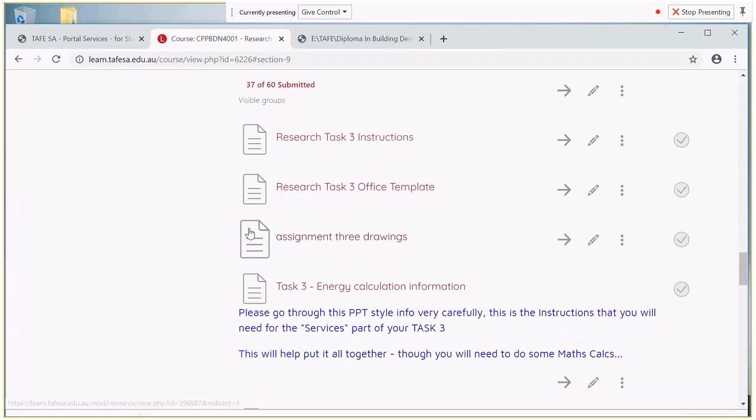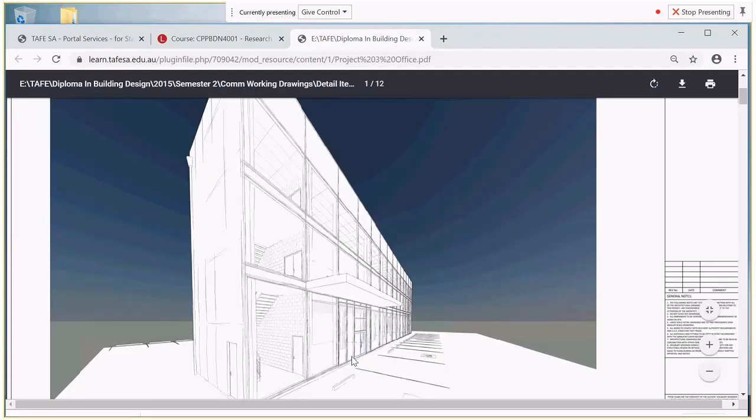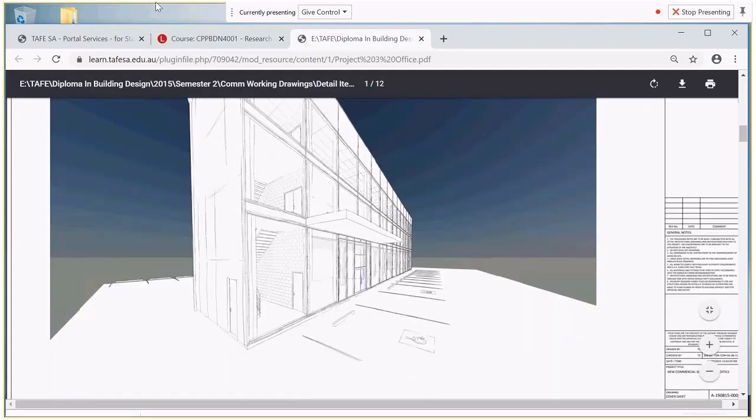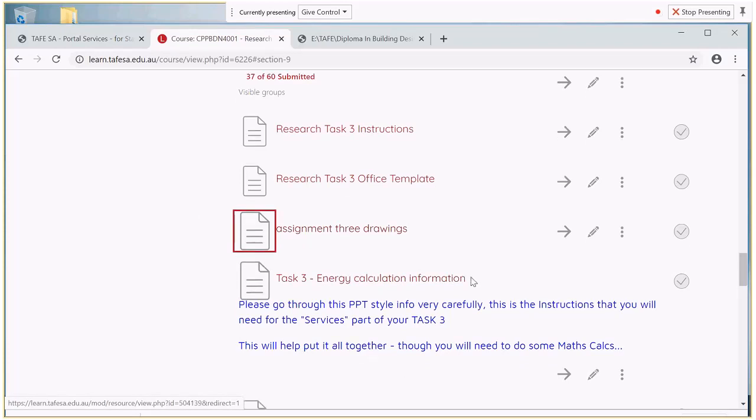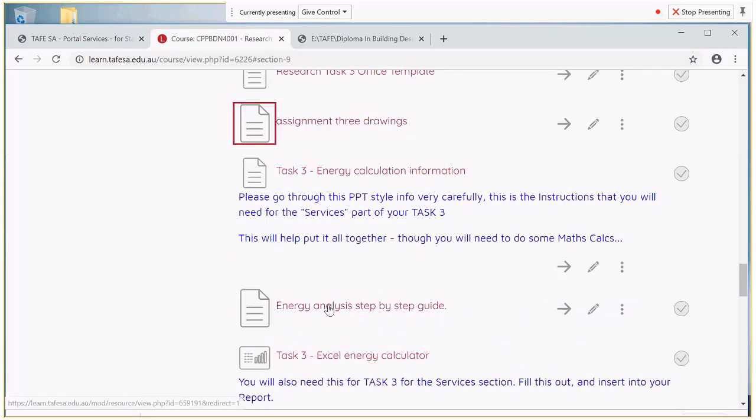Relatively functional. So that's our drawings for the building. I'll get those up and handy. Then that's what's been added today: the energy analysis step-by-step guide, and there's also the information that was up there previously, the energy calculation information, and also the energy calculator. So there's a buttload of stuff for this one.